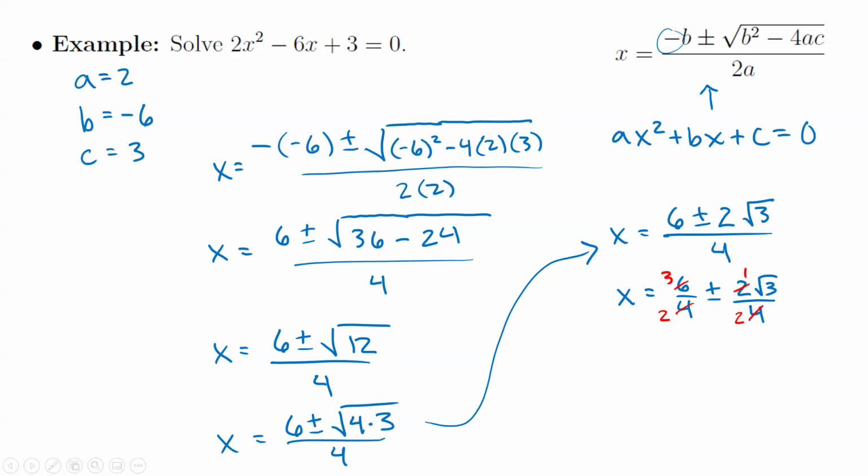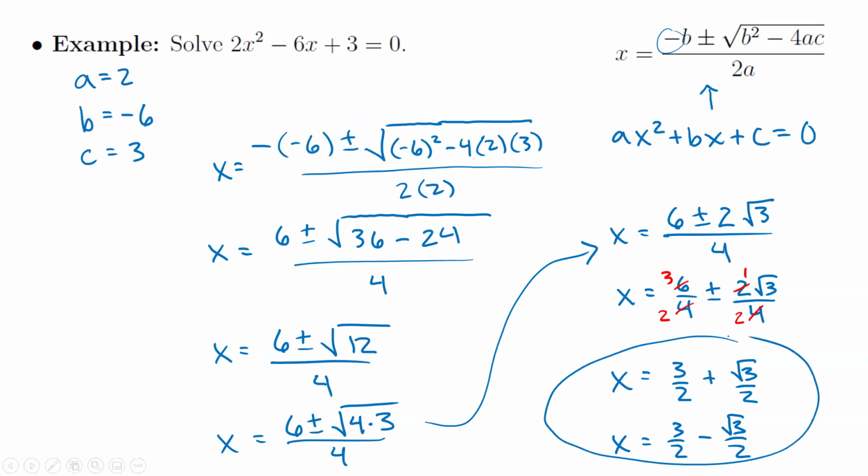So with that simplification, I can now say x is equal to 3 halves plus square root of 3 over 2, or 3 halves minus the square root of 3 over 2. So both of those are solutions to that equation.